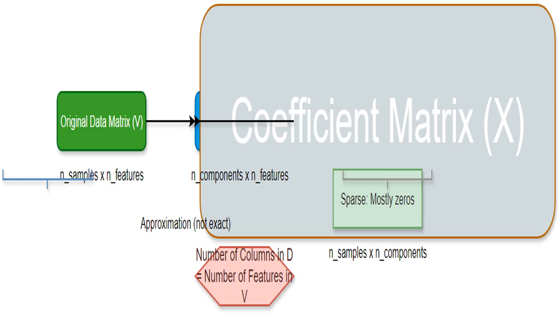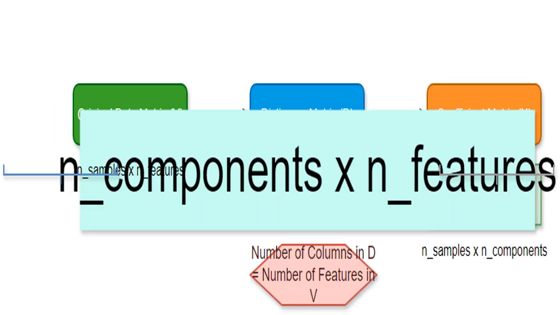Because we're aiming for sparsity, to have mostly zero values in X, we don't get a perfect reconstruction. So, the result is similar to the original data but not an exact match. This tells us the size of the dictionary matrix D: n_components is the number of basis vectors, our building blocks I'm using to represent the data.